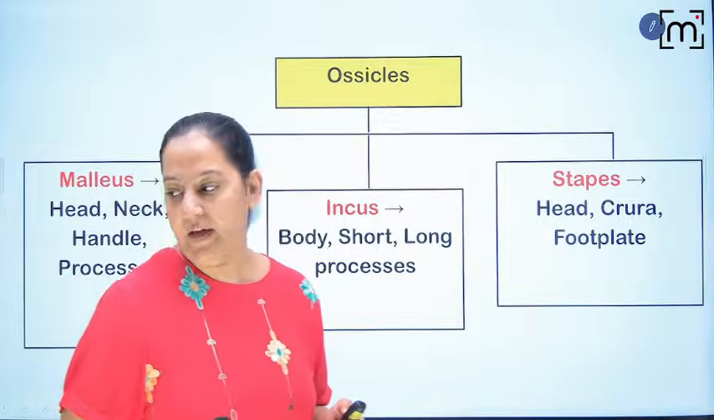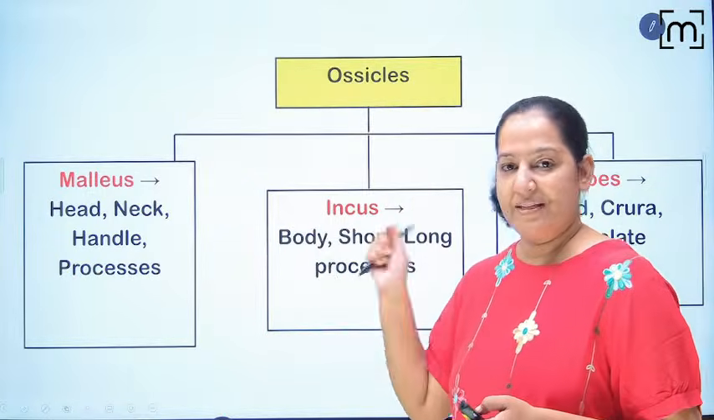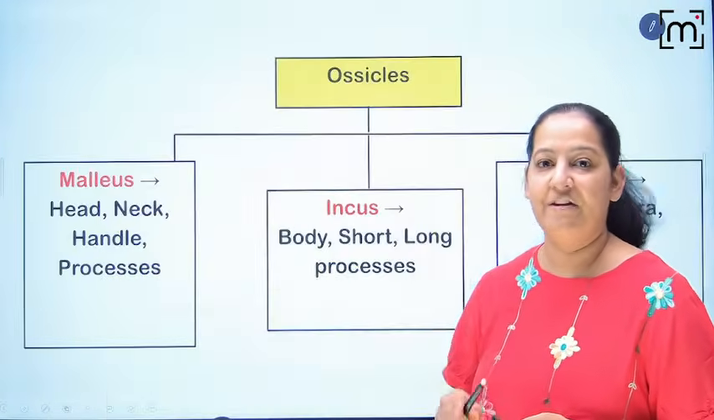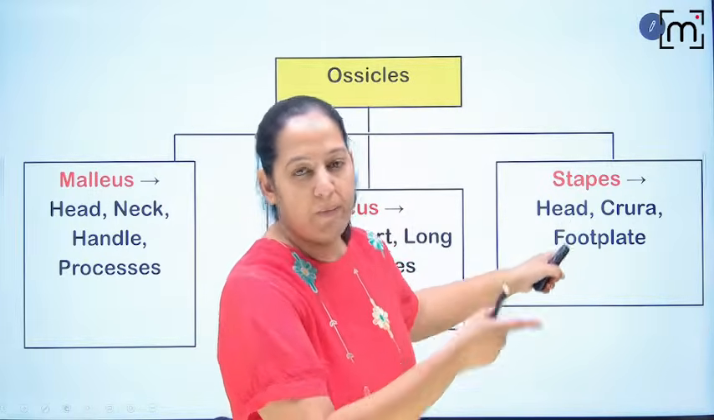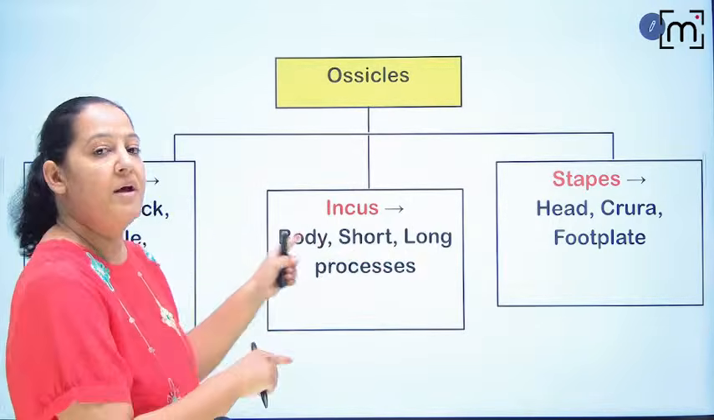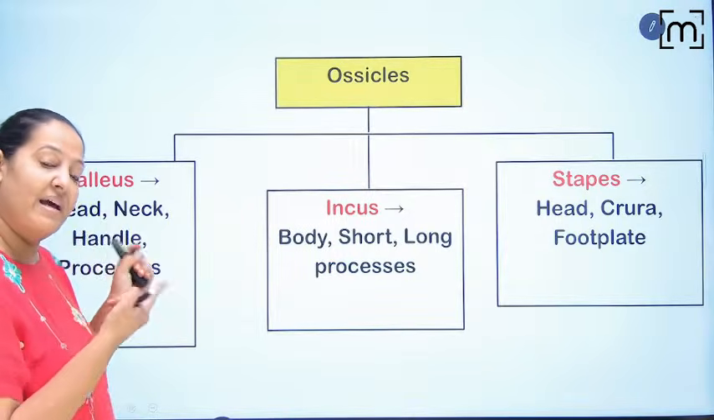I guess I am. Okay, so let's go ahead. So these are the three ossicles and their parts. One by one I will show you, in reverse order. First I will show you the stapes connecting with the round window. Then I will show you the incus between the two. Then I will show you the Malleus connecting with the tympanic membrane.